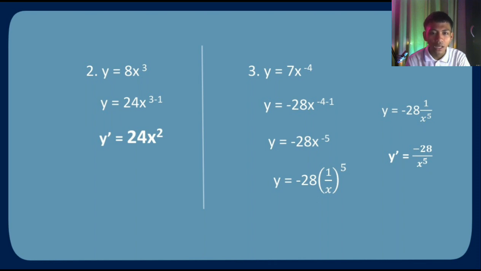Example number 3. y is equal to 7x raised to -4. The first process is the same. We have to multiply -4 times 7, which is equal to -28. And because it is a negative exponent, we have to add 1. And if we have a negative exponent, we have to reciprocate it so that it becomes a positive exponent. y is equal to -28 over x raised to 5.